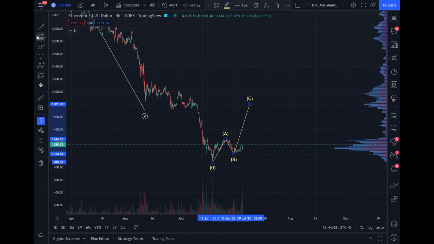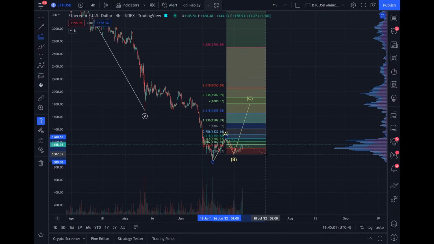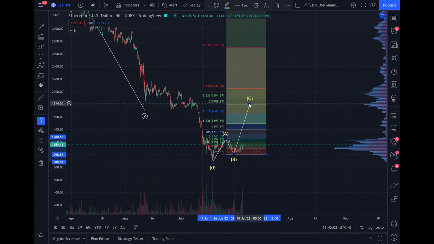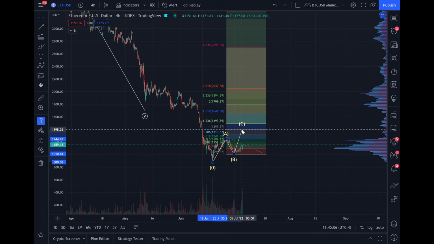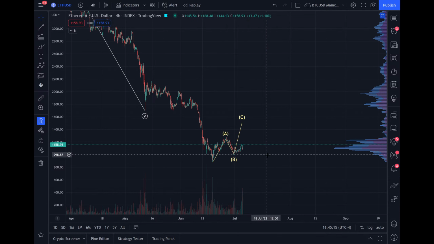And let's just project this C wave just like we did in Bitcoin, right? We used the orthodox low, the top of A, which is, I think, over here. Where is it? I think it's over here. And then retracement of B. And we can expect Ethereum to come anywhere between the 1 and 1236, okay? And then it could go as far as the 1618, but right somewhere in this area. That's what I'm expecting from Ethereum.